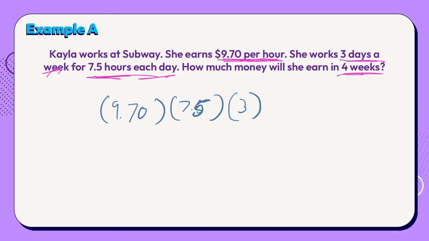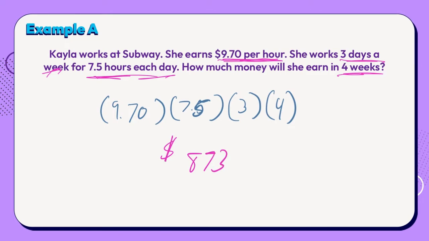But again, she's not working for 1 week, she's working for 4 weeks. So I can multiply the 1 week that I just figured out by 4 weeks to give me the total amount of money. So all I have to do is multiply all of the numbers together. When I do that, I should get $873 even. So that's how much money Kayla makes in the 4 weeks.